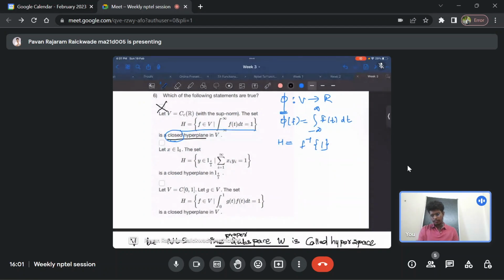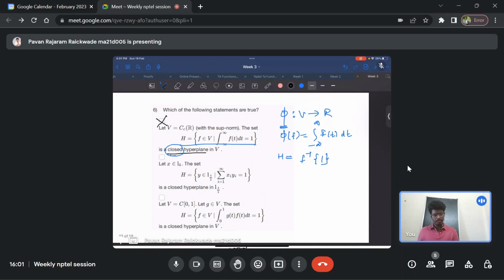Let x belong to L4. They have defined H now, the same thing. Asked whether it's a hyperplane or not. By seeing this H also, you can think of a linear function. What is it? F from L4 by 3 to R given by F(y) equals summation x_i y_i, i from 1 to infinity.